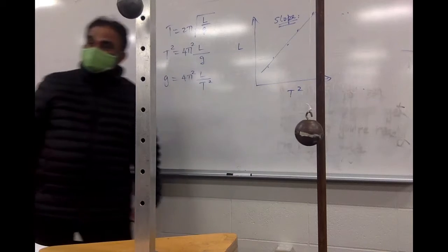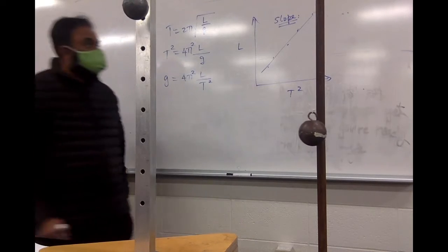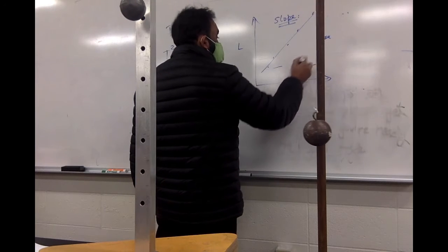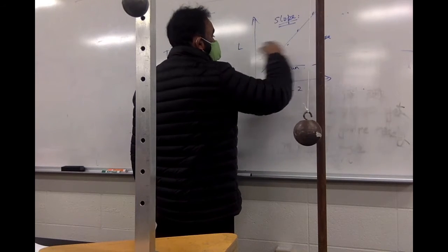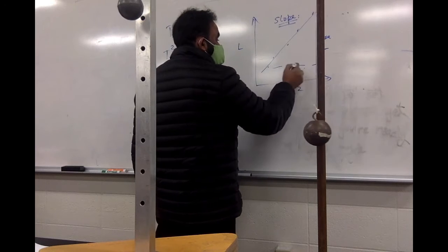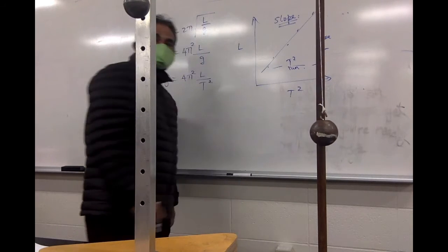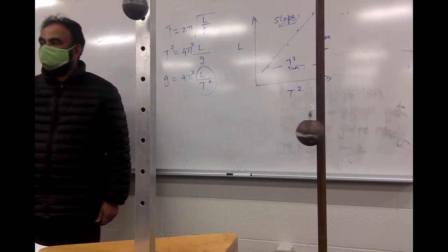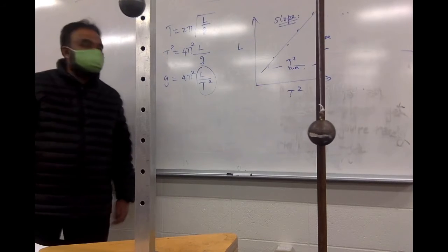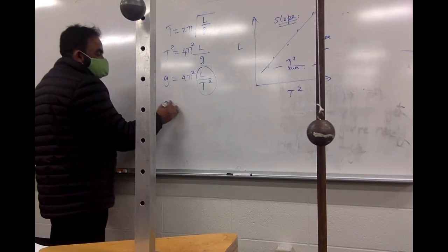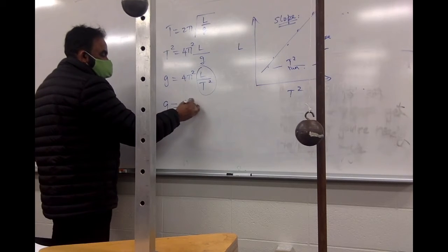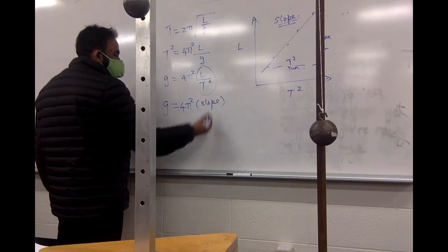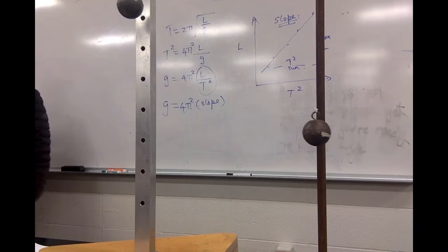And then find the slope of the best fit line. You know, slope is rise over run. That's rise over run. And the rise is length, and the run is T-squared. So when you take the slope, you're getting this. So what you're going to do is find g with one equation. That's it. So where are we going to get the slope from? From the graph.